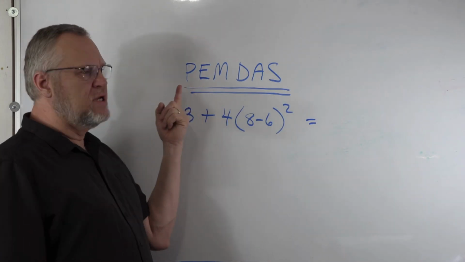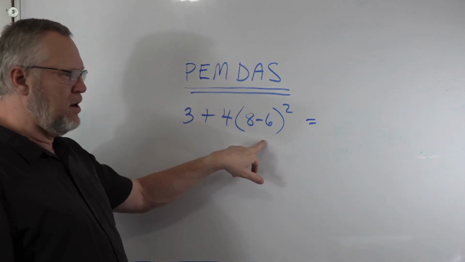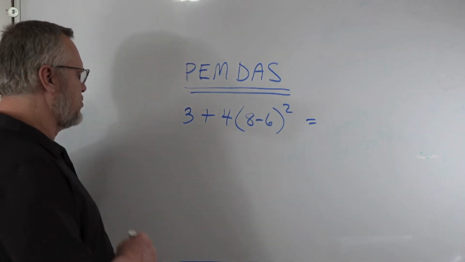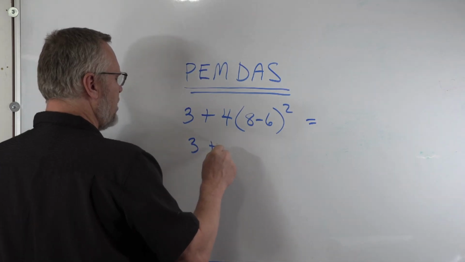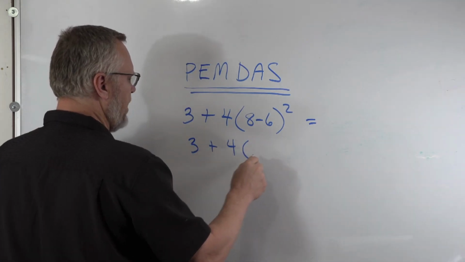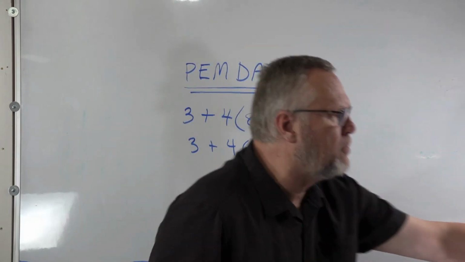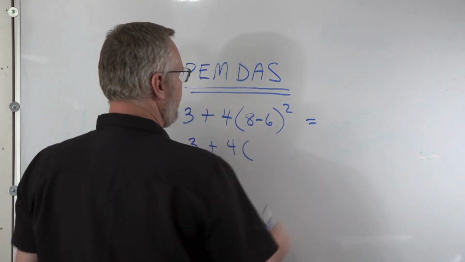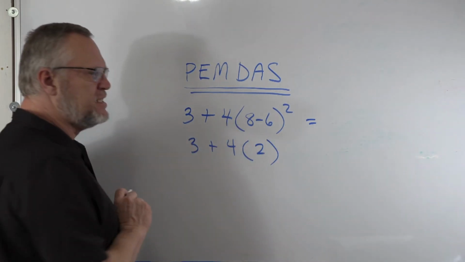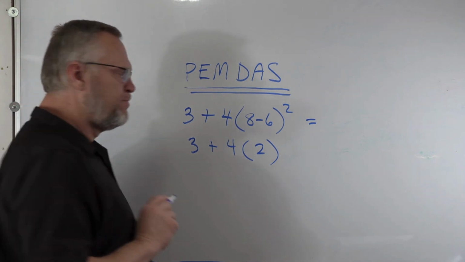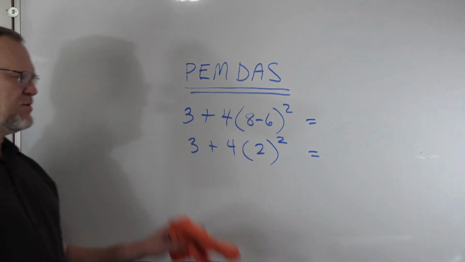First thing I do, I start with my parentheses. There's something in parentheses right there, so let's do that one first. I'm going to say 3 plus 4 times 8 minus 6. Whoa, slow down there, cowboy. I was about ready to copy that again, wasn't I? This becomes 2, because 8 minus 6 is 2. Now we put the square there, and we'll come back down to the next level.